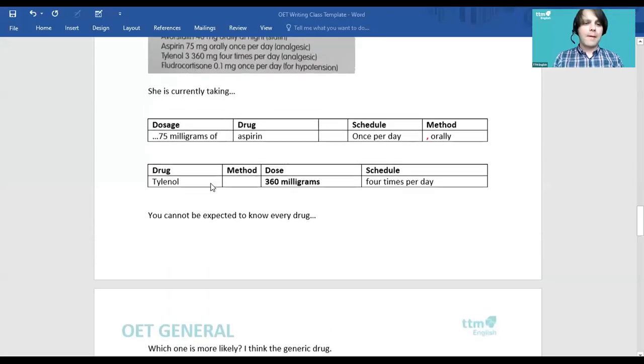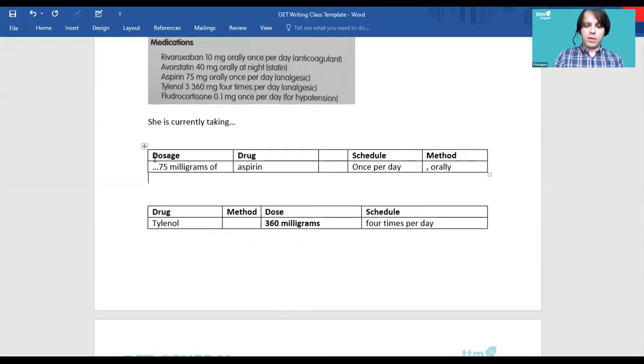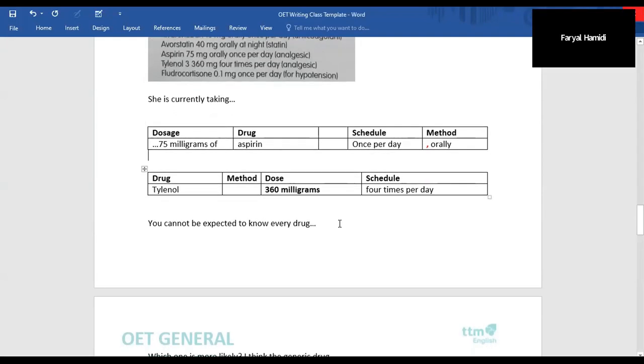Yes, Mahmoud? Can we mix both ways of writing medications? That's a great question. I haven't thought about it. I would be consistent and choose one or the other.